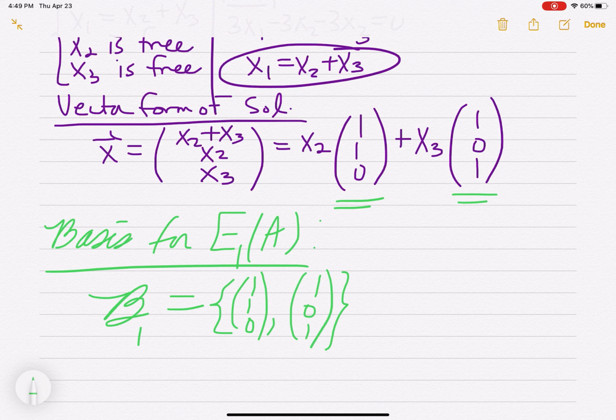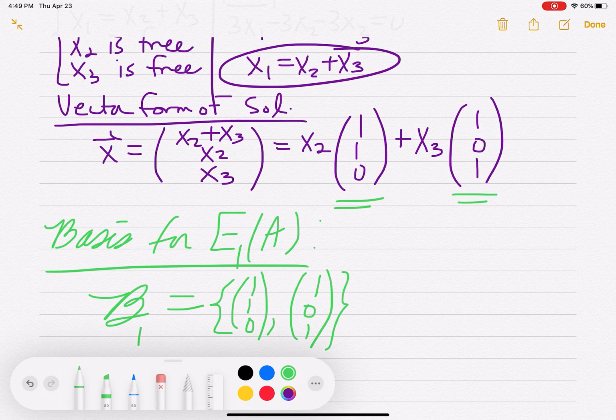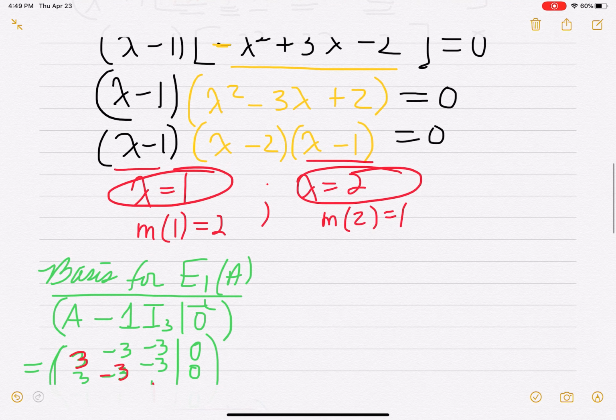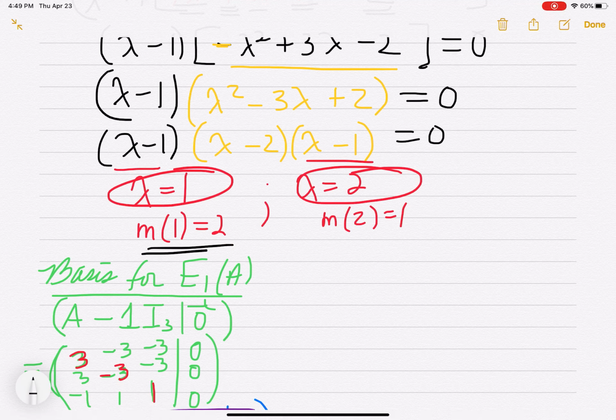So here we could say that the geometric multiplicity of the eigenvalue 1 is 2, because the eigenspace has dimension 2. So notice that the geometric multiplicity matches up with our algebraic multiplicity. Earlier, we said our algebraic multiplicity was 2, right? Because it had a repeated root right here, right? The algebraic multiplicity agrees with the geometric multiplicity. So far, we are diagonalizable.